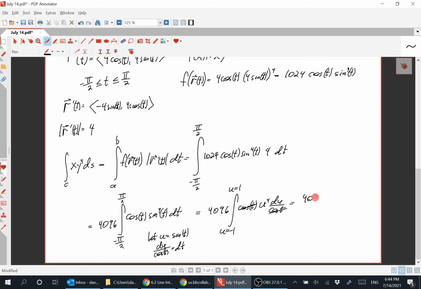So 4096 over 5 u to the 5th, from minus 1 to 1. So that's 1 plus 1, which is 2. So that's 8,192 over 5. Is that times 2 there? 8,192, yeah.